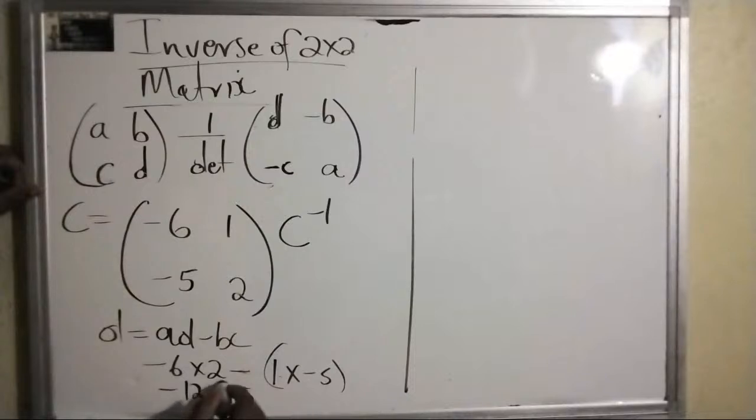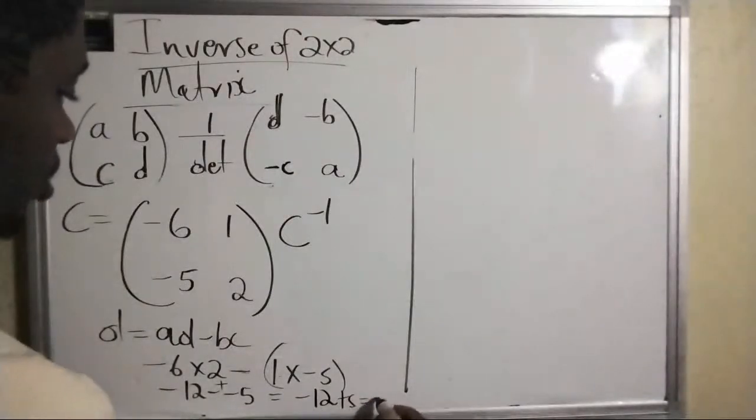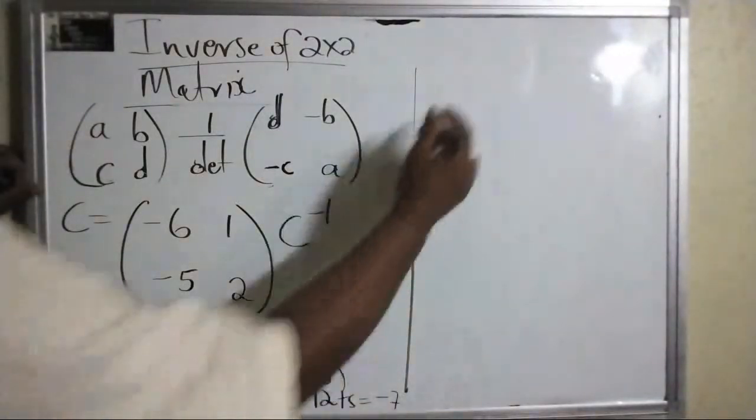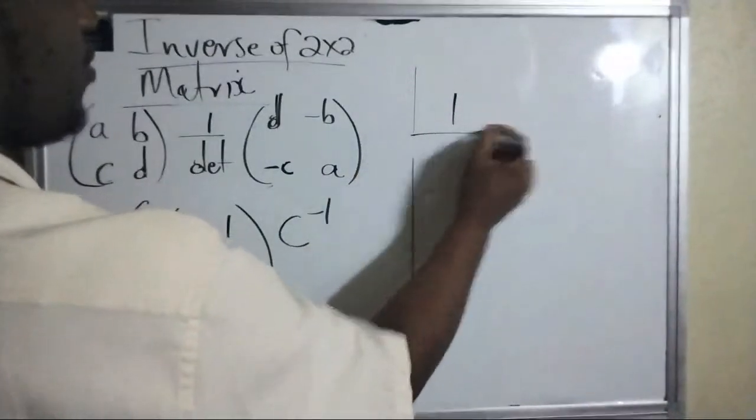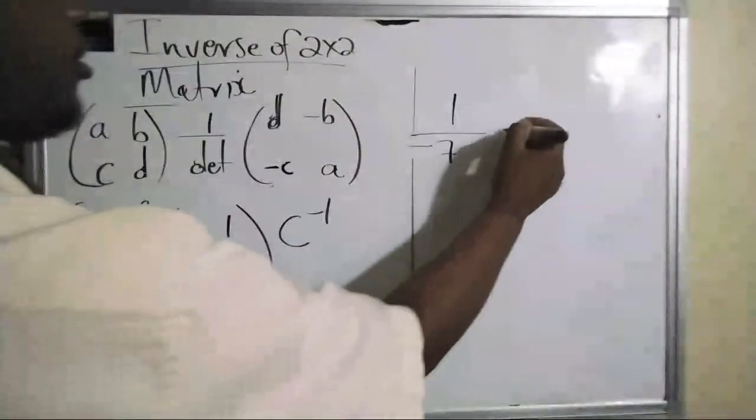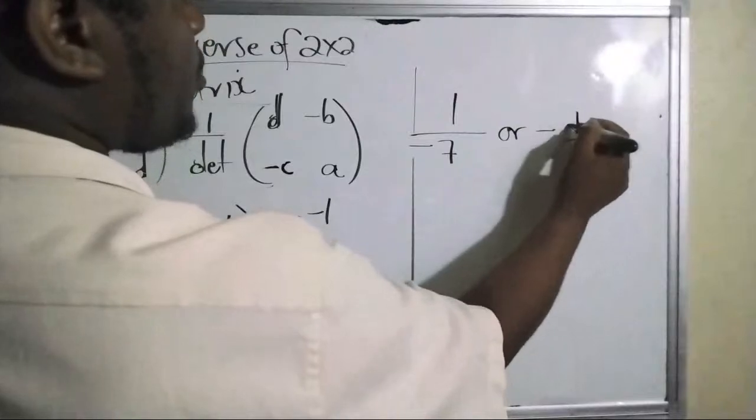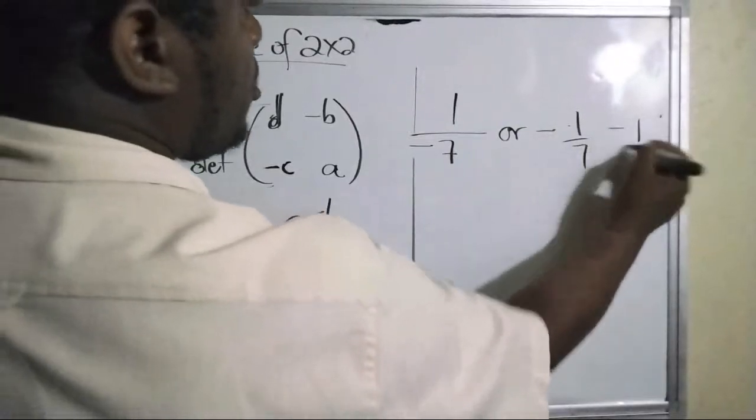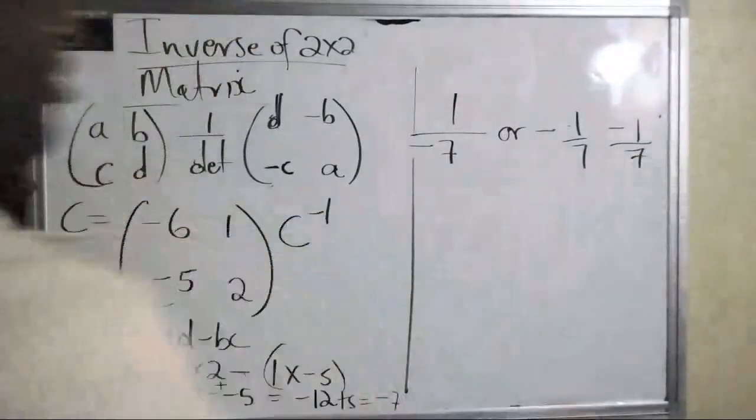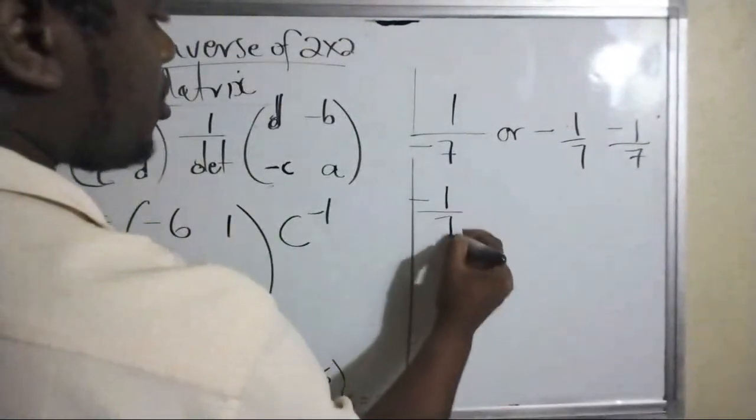This can be tricky. This becomes positive. So that will give us -12 plus 5, which is equal to -7. So the determinant is -7. So it's 1 over -7. You can write it like that, or you can put it out here. Even if I put the 1, it doesn't matter. It's the same value, alright? I personally just put it out there to make it look kind of neat.